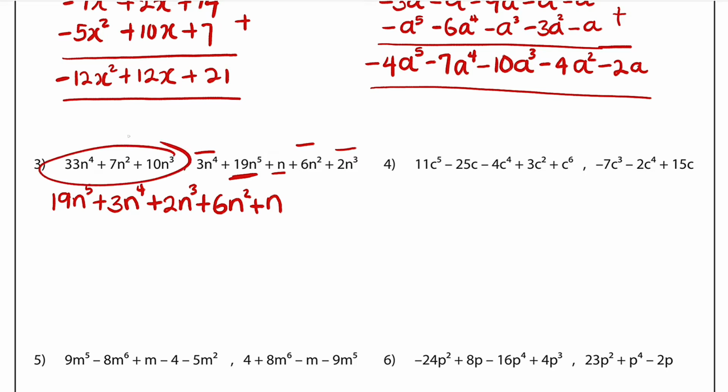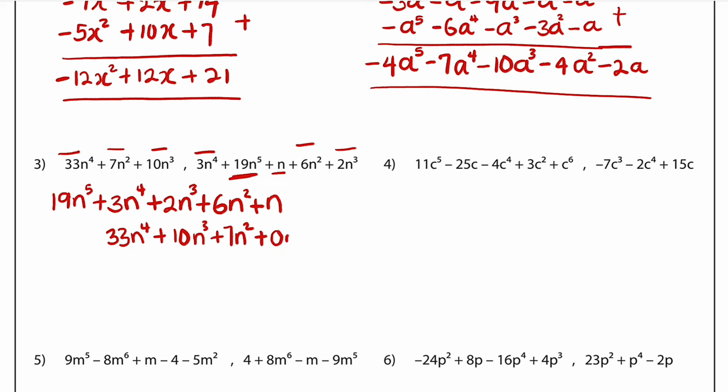Then we add the first polynomial here. We have to start with this one. You place it under 3n to the power of 4. So we have 33n to the power of 4. Then followed by this one, we have plus 10n to the power of 3. Then lastly, we have 7n to the power of 2. This is how to add, but if you like, you can complete the rest. You can add 0 here. And here we have 0n to the power of 5.